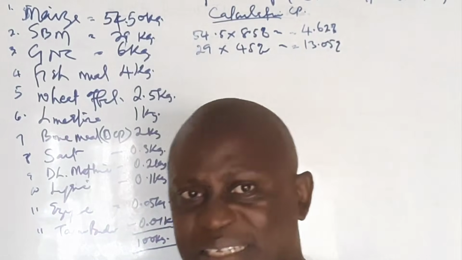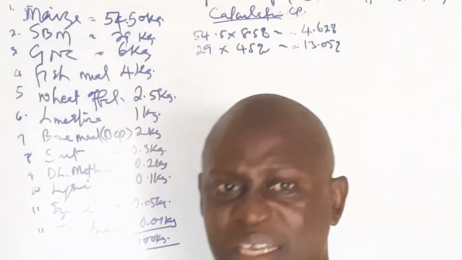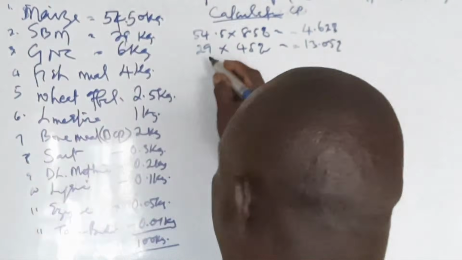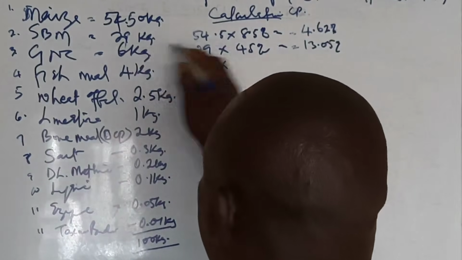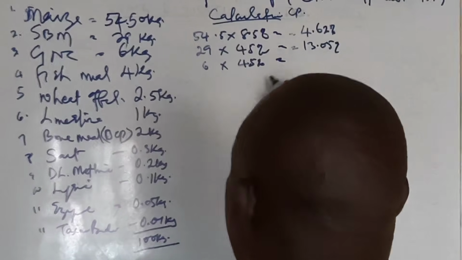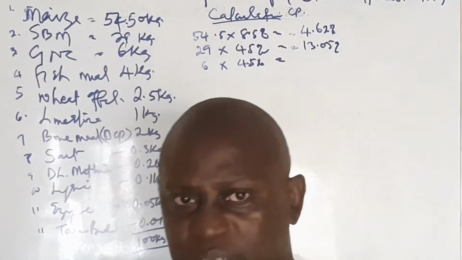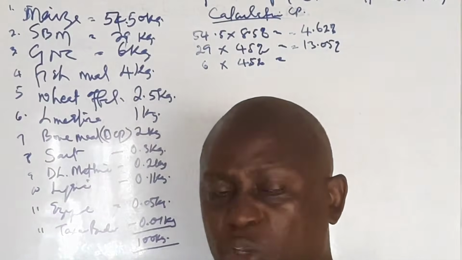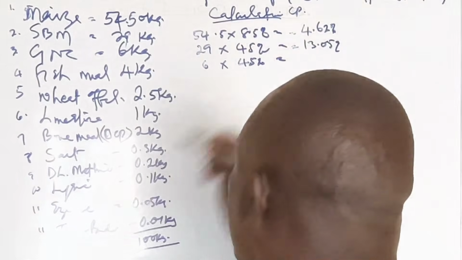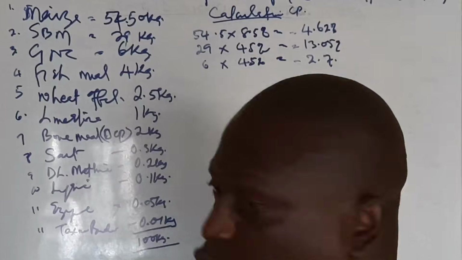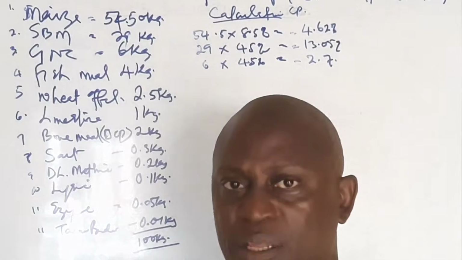Now the next one is GNC. GNC here is groundnut cake. It's 6 kg, that's the quantity, times the crude protein of GNC, which is 45%. 6 kg times 45% crude protein content of GNC will give us about 2.7. That's 2.7 is the total.